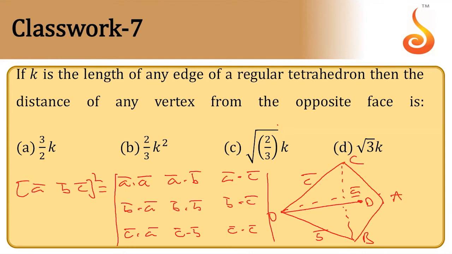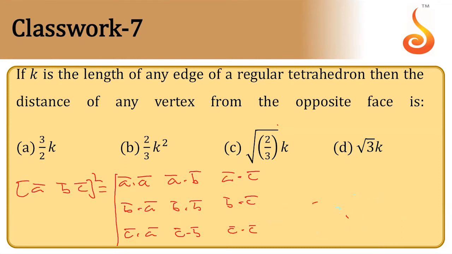Okay. Now A dot A, each edge length is K units. That means modulus A, modulus B, modulus C equal to K units. So now what about A dot A and B dot B, C dot C? What comes? I am arranging the diagram. So basically A dot A will be K square. Correct now? A dot A is K square.